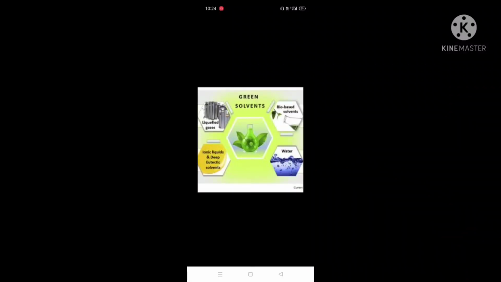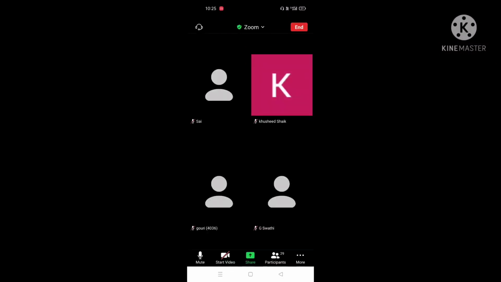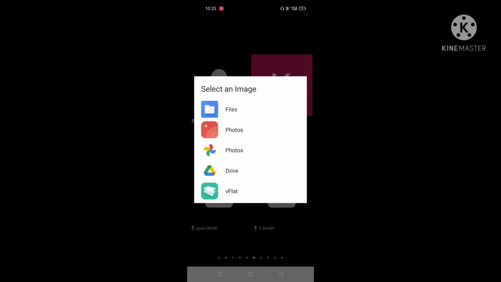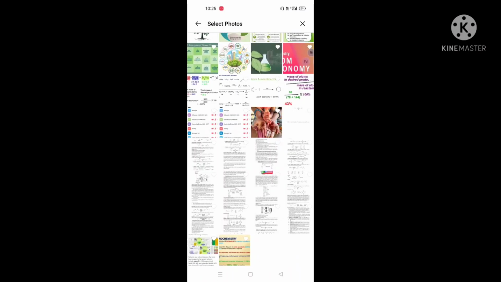So bio-based solvents. Bio-based solvents mean some fatty acids that we get naturally. Those bio-based fatty acids we are also using. Water is the best solvent for green synthesis. Water is 100% a green synthesis solvent. Ionic liquids, eutectic solvents, deep eutectic solvents. So these are some of the liquid solvents we are using in green synthesis.